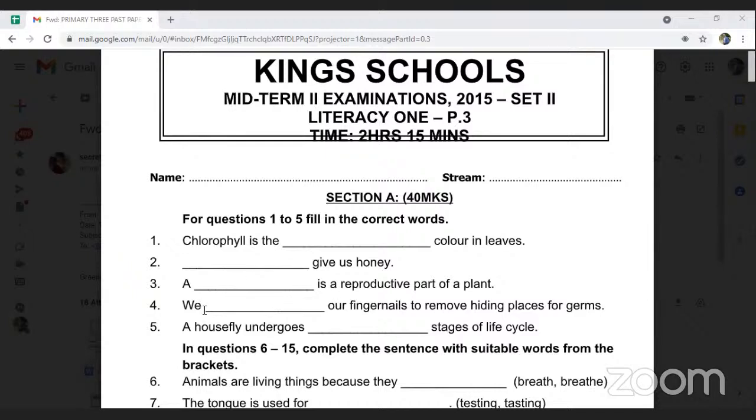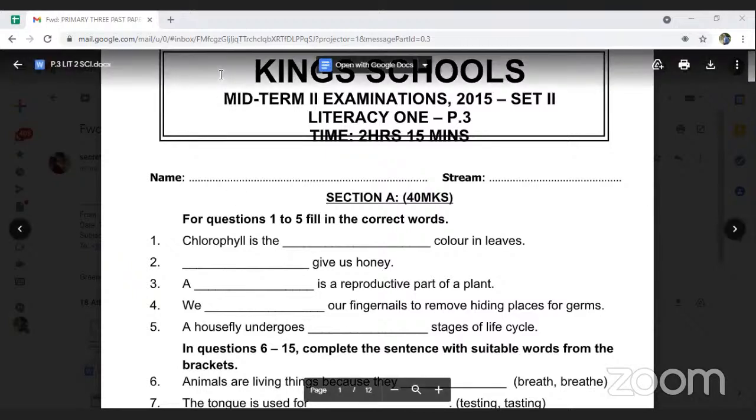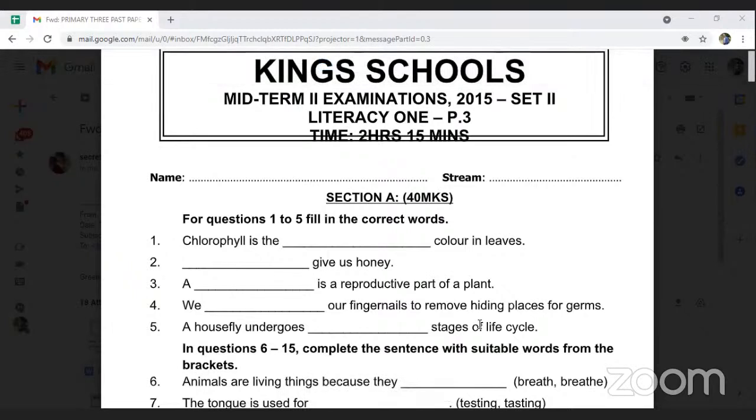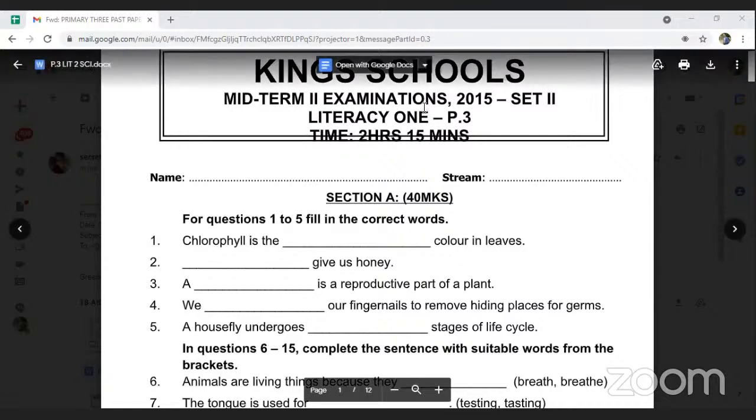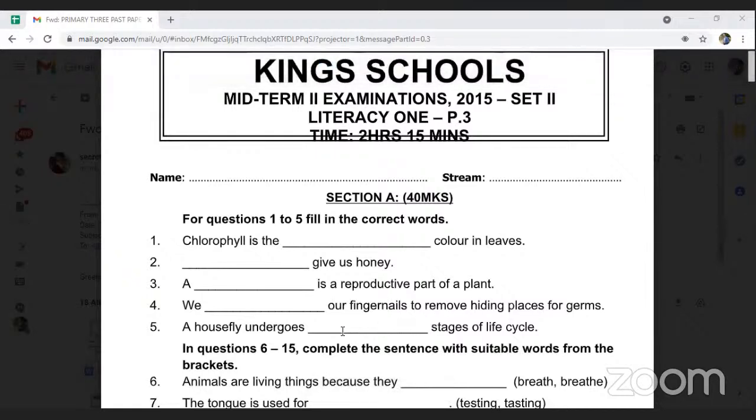Number 4, we dash our fingernails to remove hiding places for germs. What do you think is the right word here? Anyone who knows can raise up their hands. We dash our fingernails to remove hiding places for germs. Yes, Asante? We cut our fingernails to remove hiding places for germs.